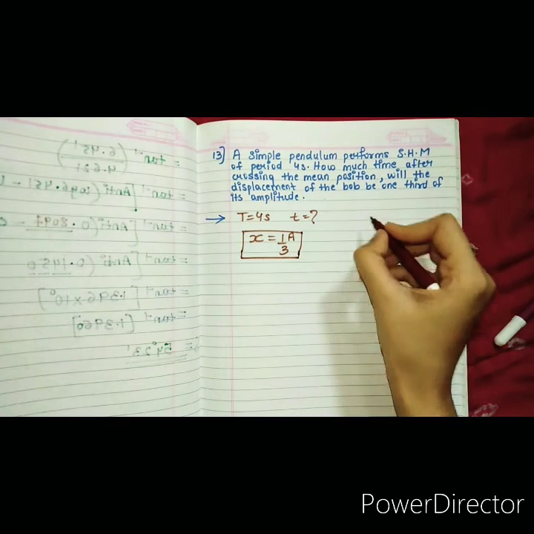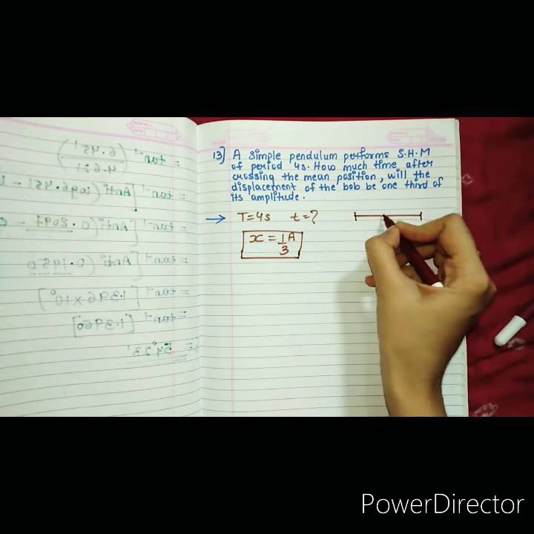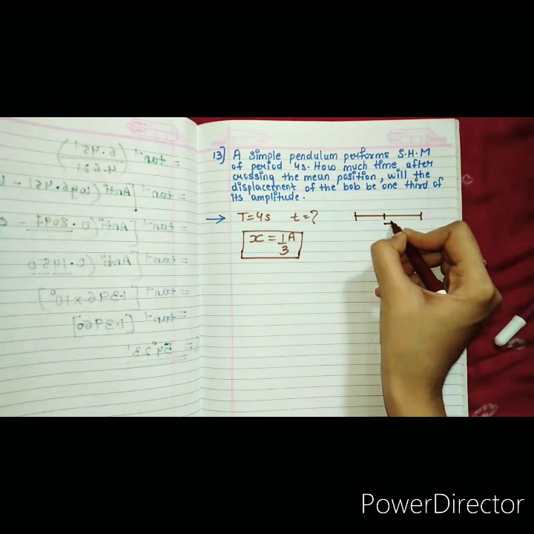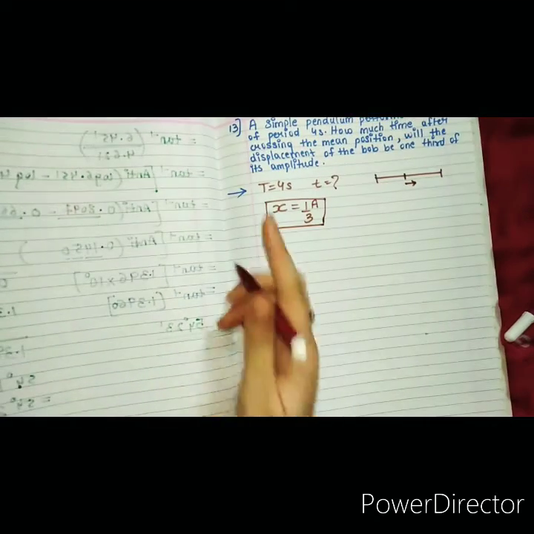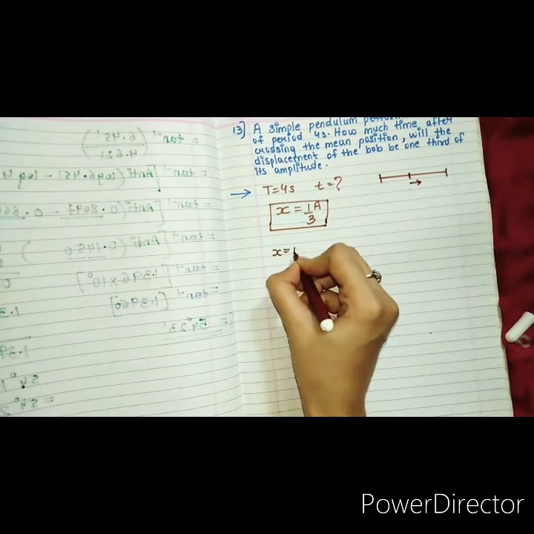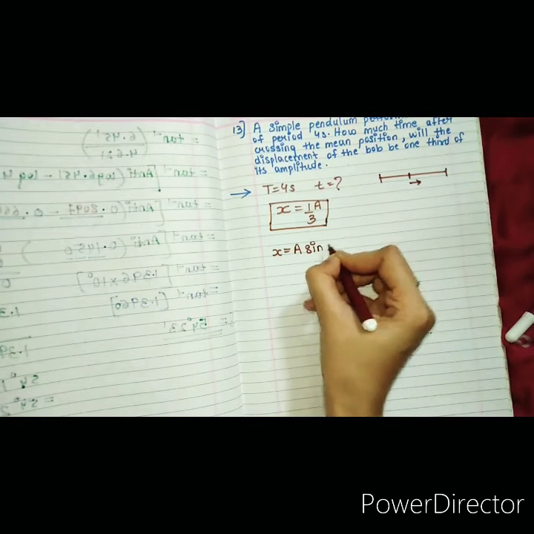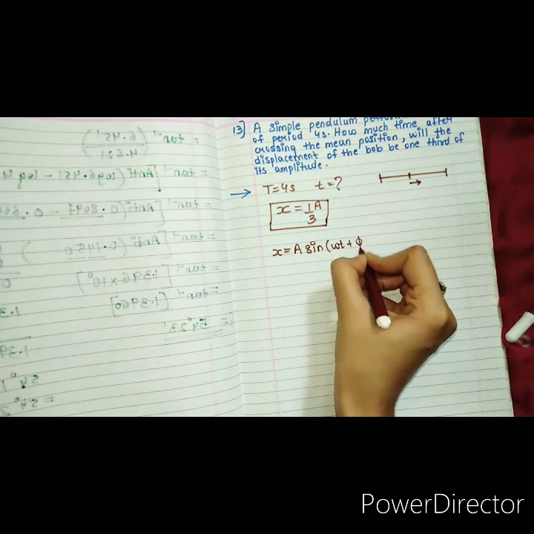Okay, now what is said in the question? After crossing the mean position. Okay, after crossing the mean position. So we have the formula for displacement, that is x equal to a sine omega t plus phi.